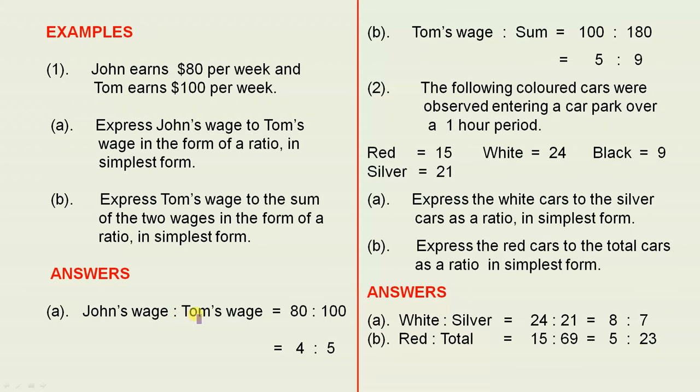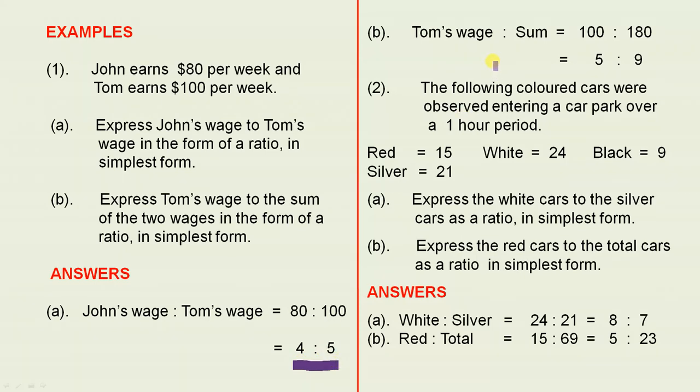So part A, John's wage is to Tom's wage. That's what we're asked to do here. That will be 80 is to 100. That's the ratio. We don't have to write dollars because the units are the same, so we only write the numbers. In simplest form means you simplify this down, just like you're cancelling fractions. 20 into 80 goes 4 times. 20 into 100 goes 5. So the ratio is 4 is to 5.